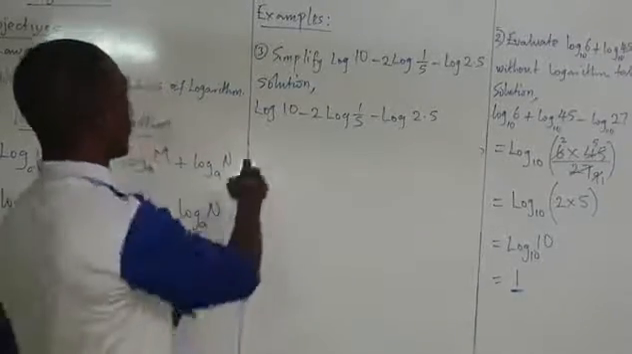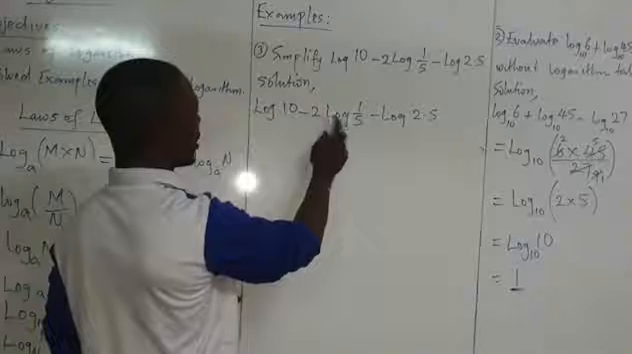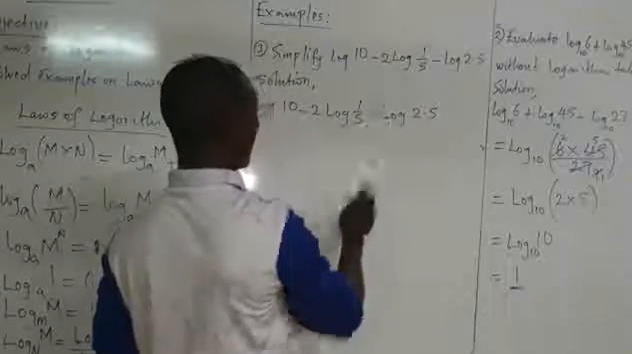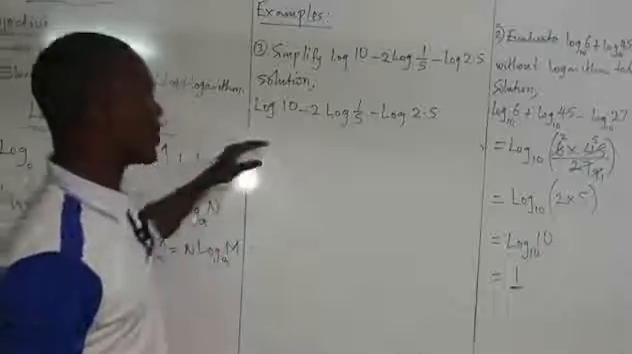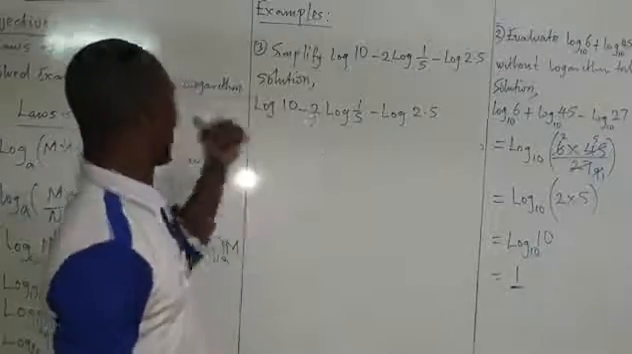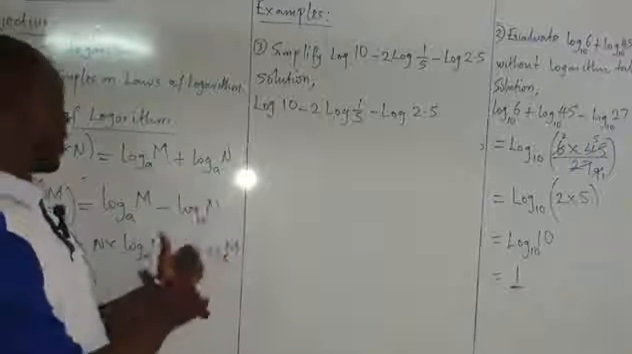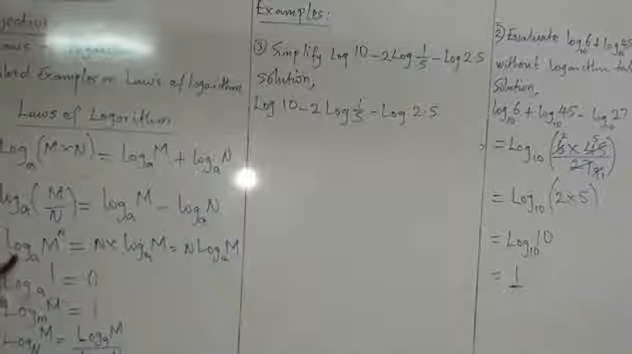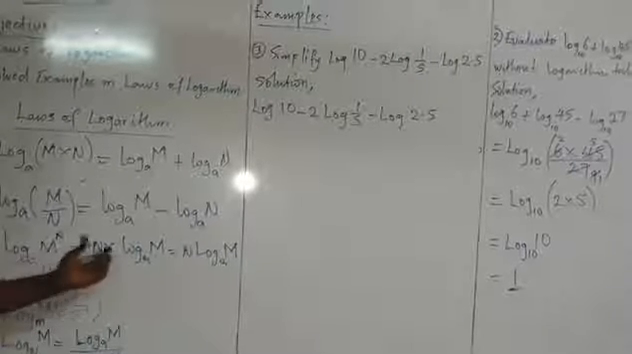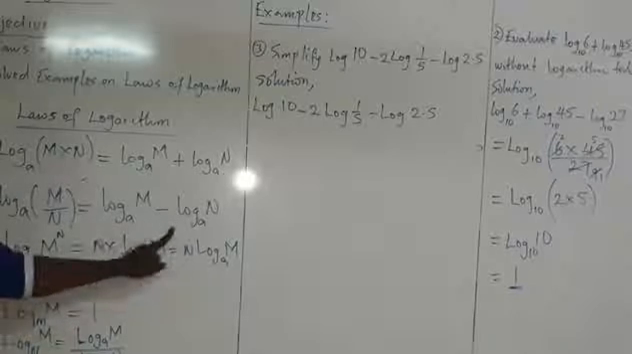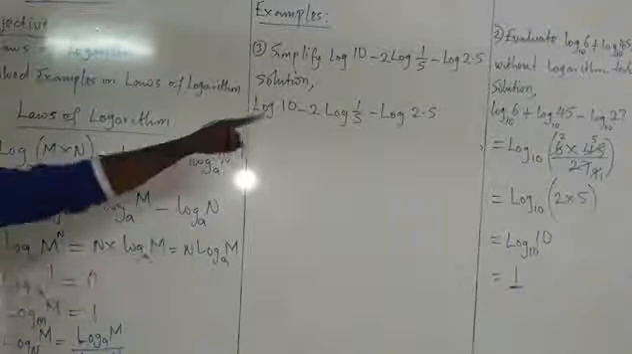So the coefficient of the first log is 1. The coefficient of the second log is 2. The coefficient of the third log is 1. So we are going to make the coefficient of the logs equal by using the reverse of the power law of logarithm. That is law 3. So we are going to move from this back to this. So we take this n to be the power of the number given.